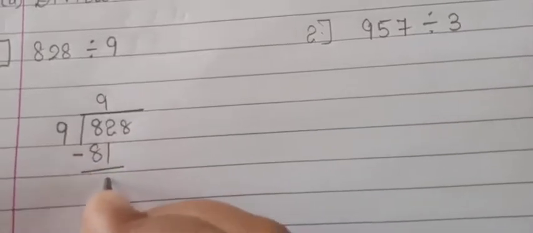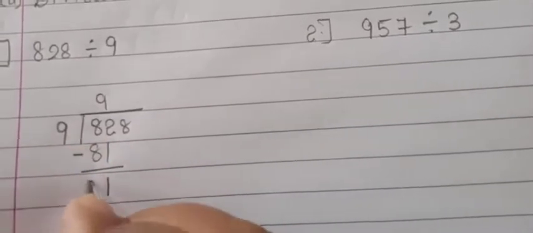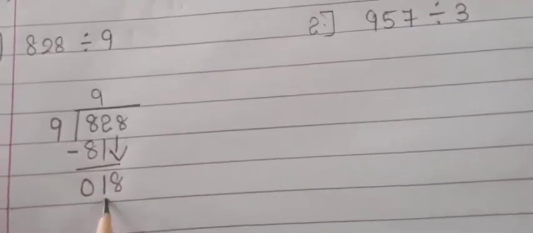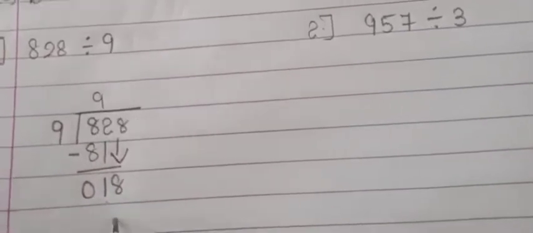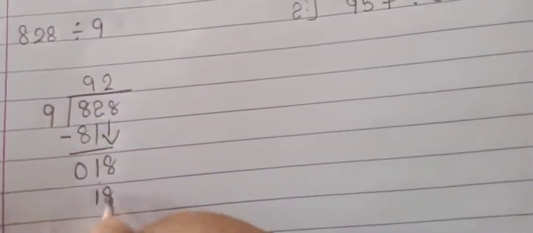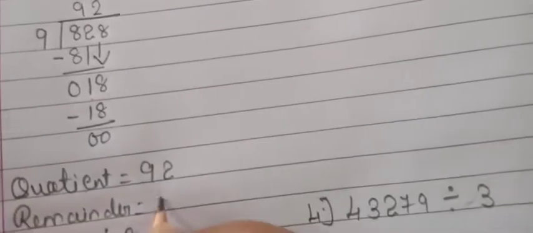So 2 minus 1 we will get 1. 8 minus 8 we will get 0. And this 8 will carry down. So it will become 18. In 9 table when 18 will come, 9 2s are 18. So we have to subtract. 18 minus 18 we will get 0. So here we have to write quotient equal to 92 and remainder equal to 0.